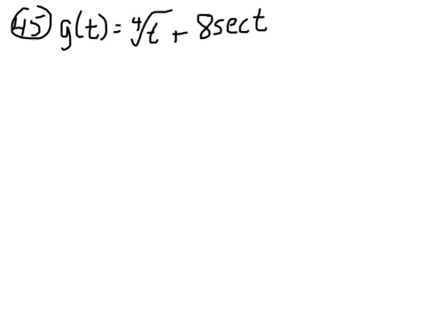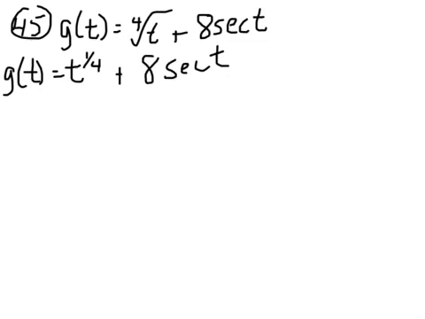Okay, I'm going to try to fit 45 on here too. So if I'm going to take the derivative of this, let me rewrite the function first. G of t is t to the 1/4 power. That'll help me use my little power rule. And then plus 8 secant t. Okay, we don't really need any product rule here or quotient rule, because if you think about this, all I got to do is take the derivative of each term separately. So I'll kind of color code that.